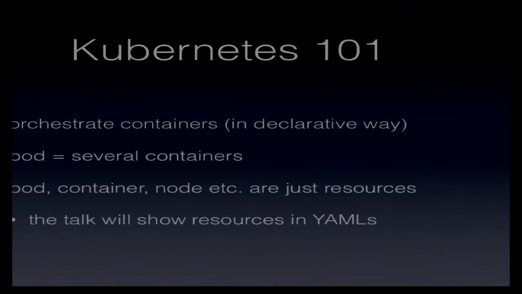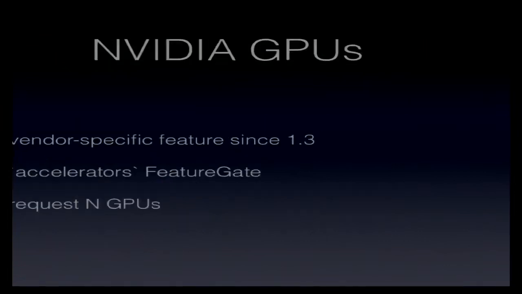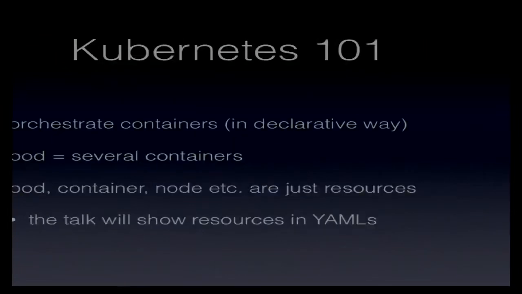So we have this idea of having a declarative way to orchestrate containers through pods, where a pod is just several containers. All of these objects within Kubernetes are just resources. And that's the really important part. Remember, everything is just a resource. And for this talk, I'll just be showing the resources as YAMLs. So I believe we don't have a resource yet. You will see multiple resources later on.